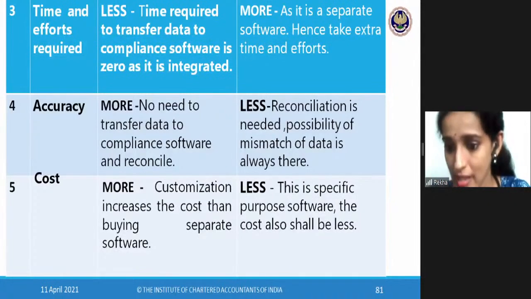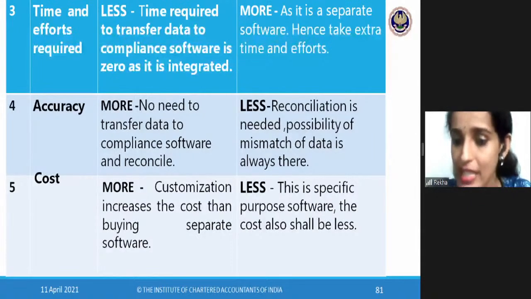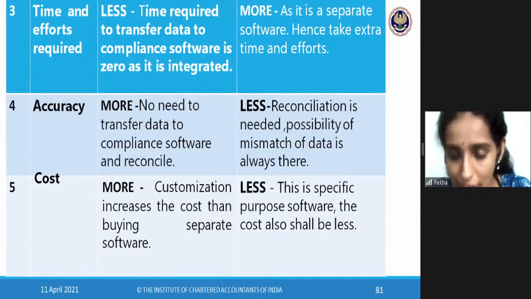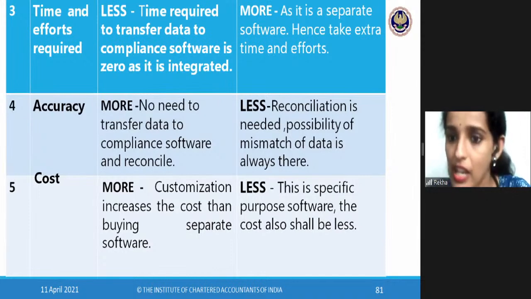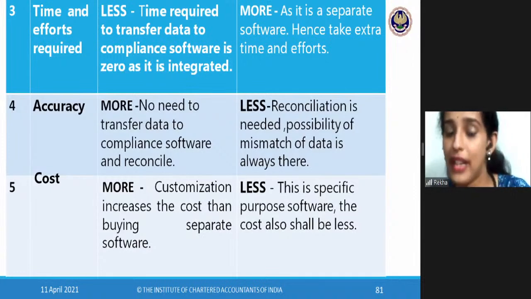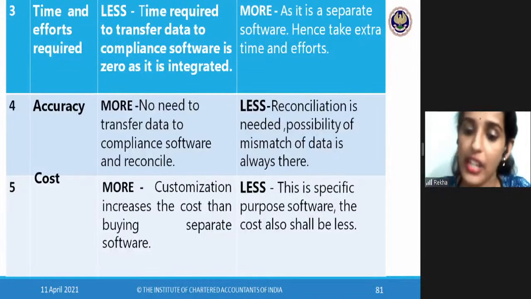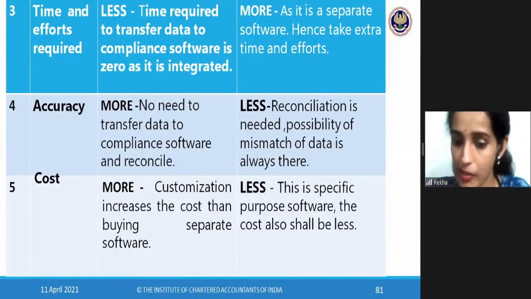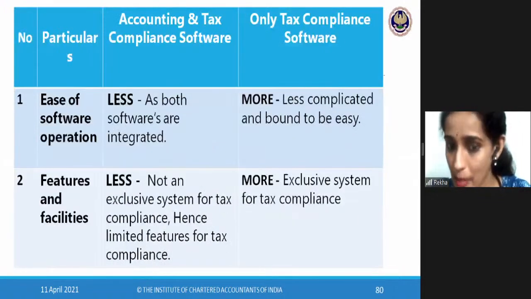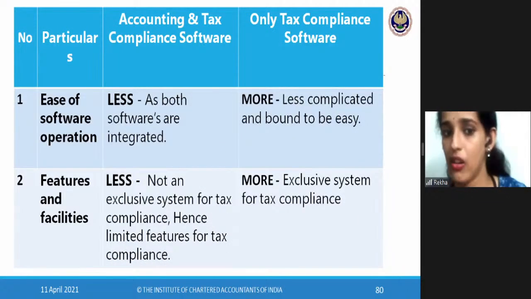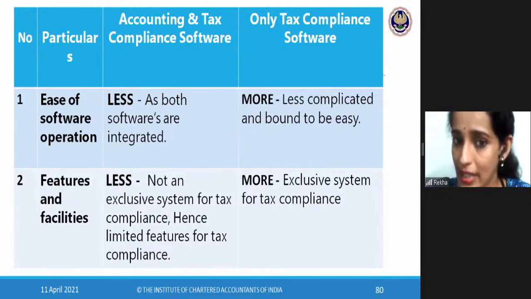But if you see accuracy wise, and the time required for transferring the data, if it is integrated, it will be better because there is no need of a reconciliation. There is no need of transfer from one system to another. It is already integrated, so the total time taken is less. Other than that, an individual compliance software will be better. But accuracy and time wise, when it is integrated in one single software, it will be better. So this is the last part of the chapter: the difference between accounting and tax compliance software together, and only tax compliance software.